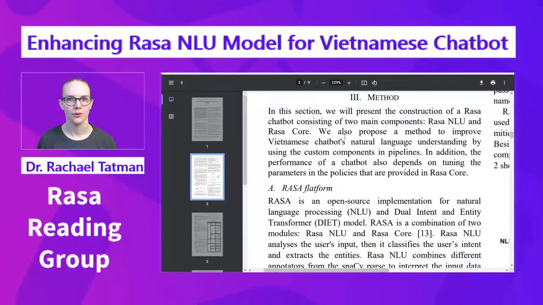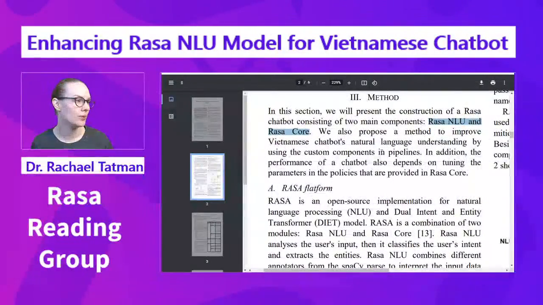All right, so what did they do? Method. In this section, we will present the construction of a Rasa chatbot consisting of two main components, NLU and core. And we have since combined those as product names into Rasa Open Source, but there's still two parts to it. There's the NLU taking in text and turning it into a machine readable format, and then core deciding what to say next, or do. It doesn't have to just be a dialogue turn. We also propose a method to improve Vietnamese chatbots' natural language understanding by using custom components in pipelines. In addition, the performance of a chatbot also depends on tuning the parameters and policies provided in Rasa core.